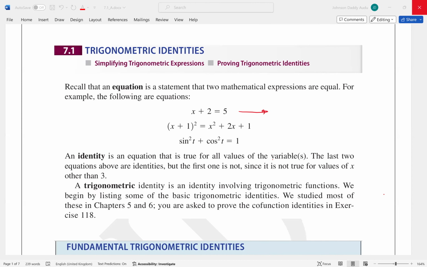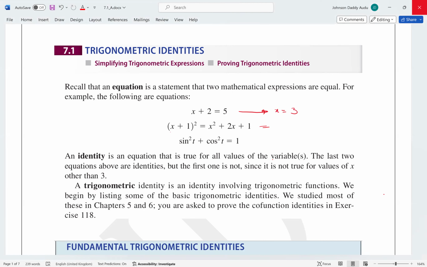Also, if you have this expression, look at this one. The second one is an identity, because what you have on the left-hand side is the same thing as what you have on the right-hand side for any values of x. For example, if x is 0, they will be the same. If x is 1, they will be the same. For any x in the real numbers, the left-hand side is equal to the right-hand side. So we say it is an identity. But the first one is not an identity. It's just an equation, because it's only true when x is equal to 3.